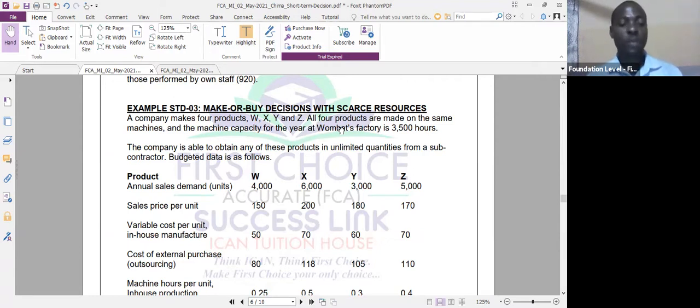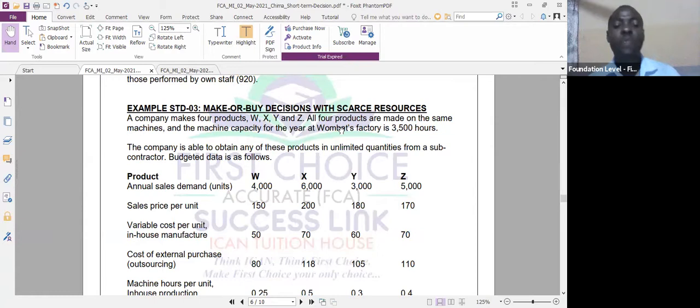Now, their customer would have ordered, and so for W, this is the demand, 4,000. For X is 6,000, Y is 3,000, and Z is 5,000. Now look at the selling price they are giving to these customers.